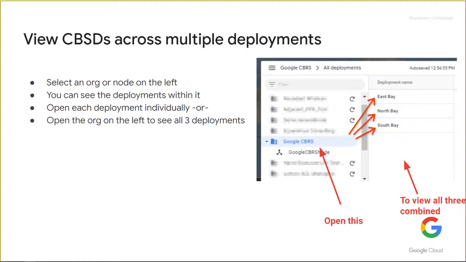So even though we've given you deployments, you can still see all of your CBSDs, every single one of them if you want to, by clicking on your SAS account. Or you can see all the ones in a node by clicking on the node and then opening that. Or you can see only the CBSDs in a particular deployment by highlighting that deployment name, then clicking the Open button. And again, I'll show this all in the demo so you can see it happening in real time.